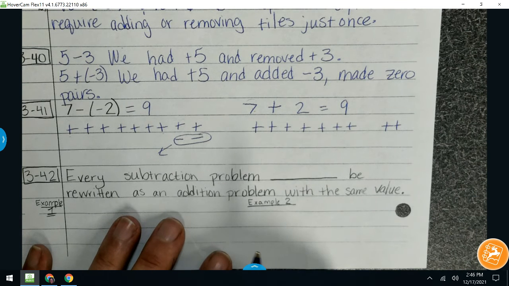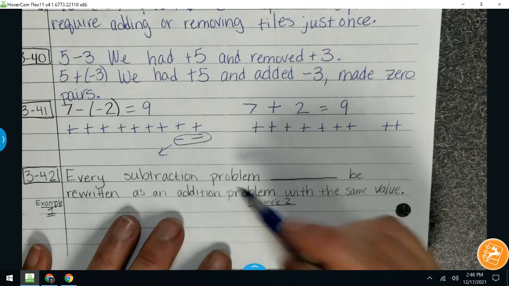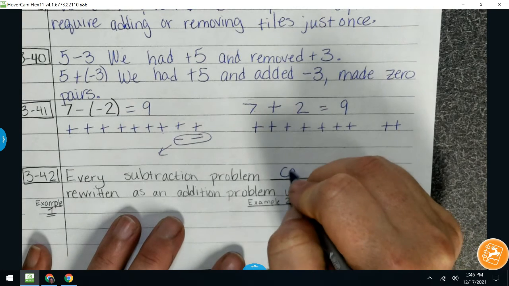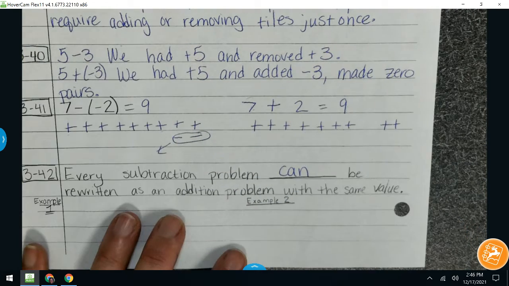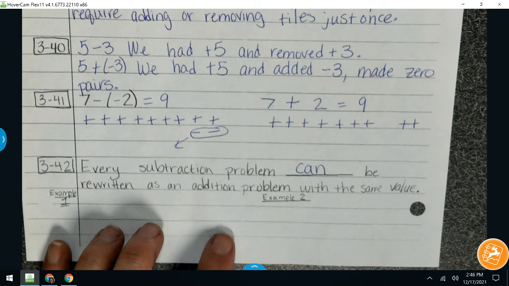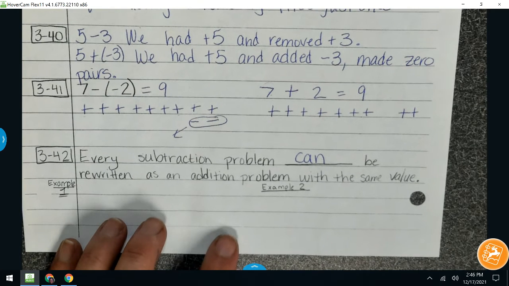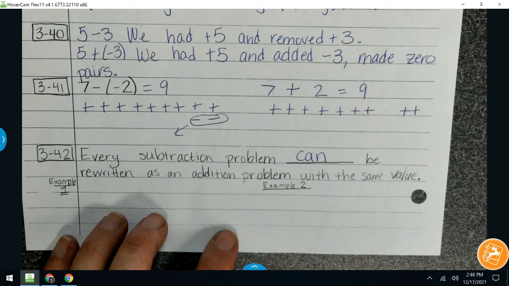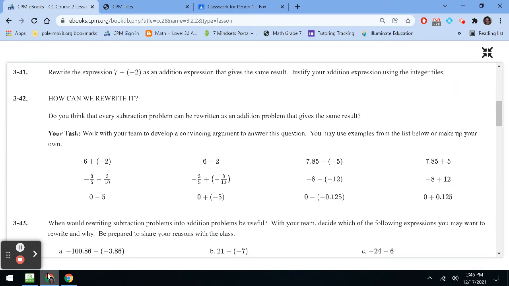So what do you think? So in this case, every subtraction problem can be rewritten as an addition problem with the same value. We just have to be really mindful of what's happening when we do that. So let's go back to our problem. The rest of it says your task is to work with your team to develop a convincing argument to answer this question. You may use examples from the list below or make up your own.